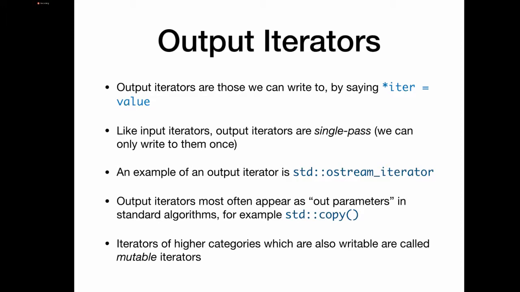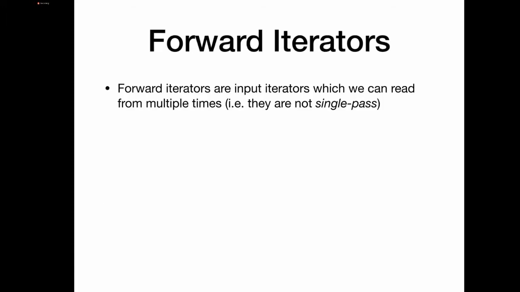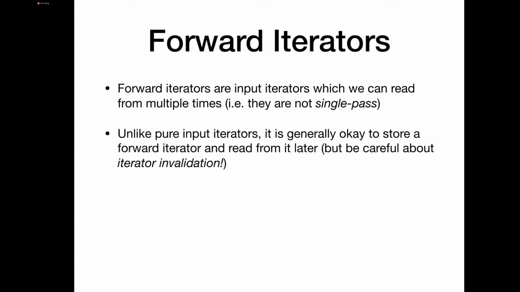So there are 3 categories left, higher categories. If they're writable, if they meet the requirements of an output iterator, we call them mutable. So a mutable iterator is sort of the opposite of a const iterator, right? Mutable and const being sort of opposites. Okay, now we'll get on to the good ones.